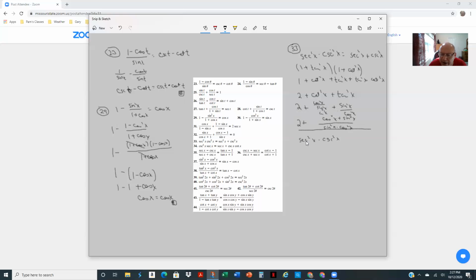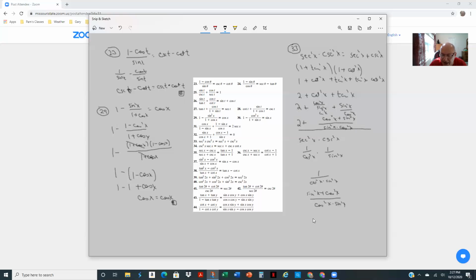Let's do this. Well, that's going to be 1 over cosine squared of x times 1 over sine squared of x. If you put those together, that's going to be 1 over cosine squared of x times the sine squared of x. You ready? Here goes. The 1 is the same thing as sine squared of x plus cosine squared of x, because that's what 1 is, all over cosine squared of x times the sine squared of x.